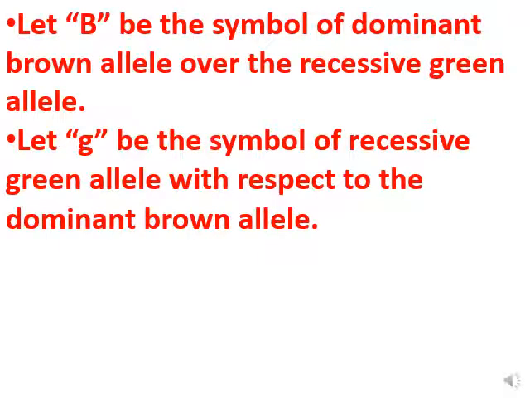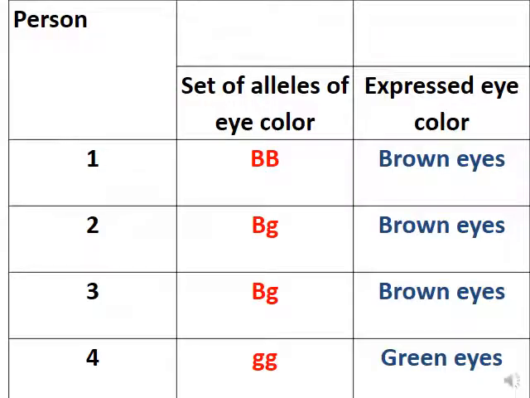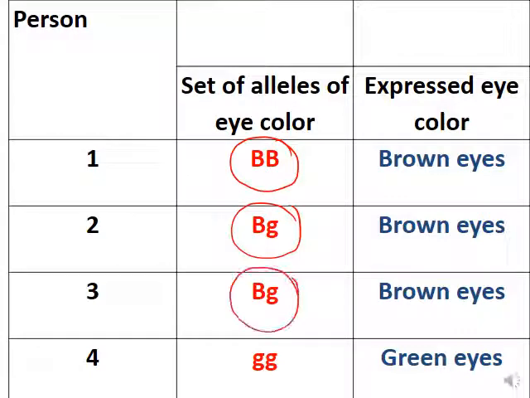So let B be the symbol, pay attention here. Let B be the symbol of the dominant brown allele over the recessive green allele. So here the dominant, we gave it a capital letter. Let B capital be the symbol of the dominant brown allele over the recessive green allele. Let G small be the symbol of the recessive green allele with respect to the dominant brown allele. What are the different combinations? Either we can have BB or BG or BG or GG.